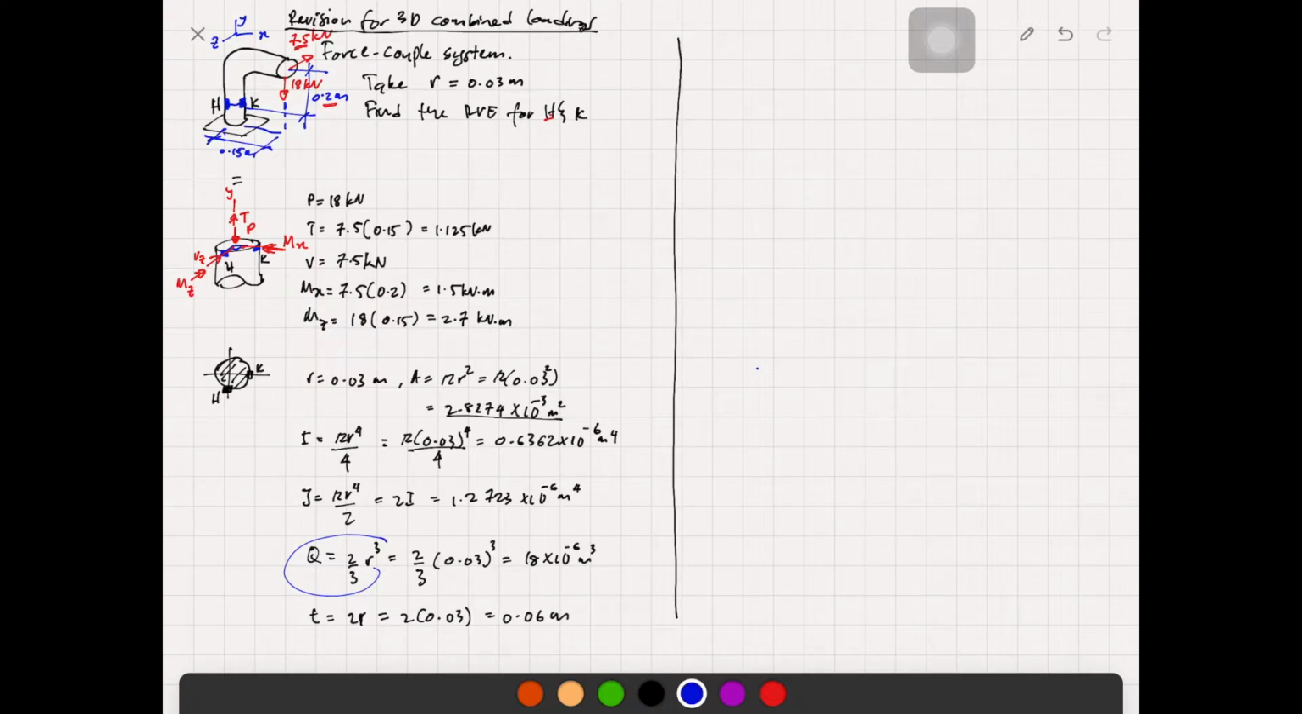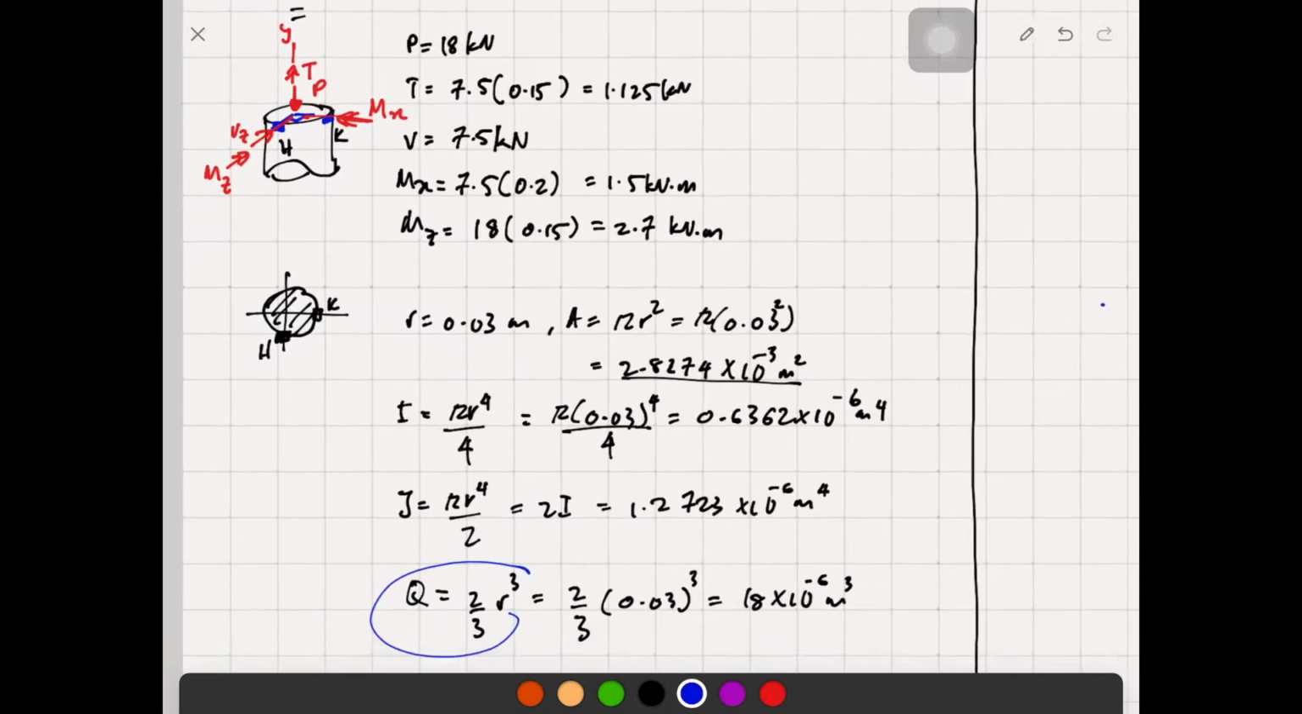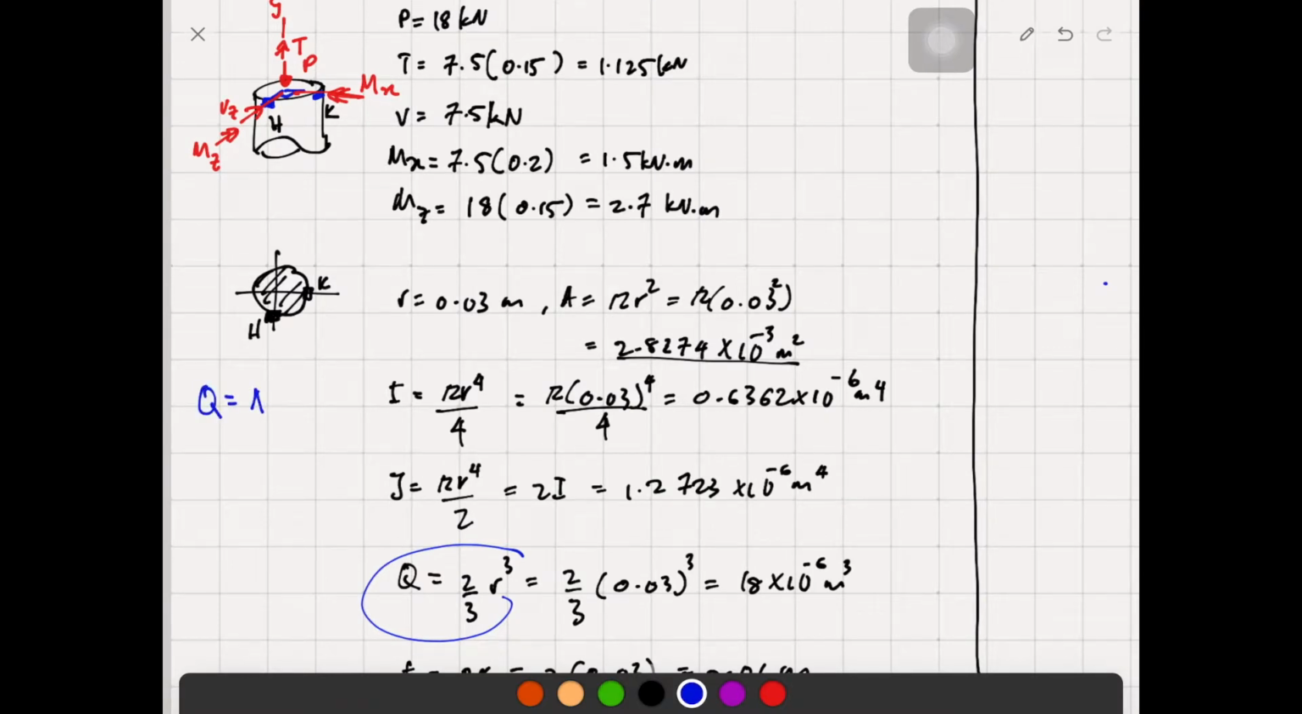If you still remember, the maximum Q for a rectangular shaft will be in the middle, and the shape is parabolic. How do we compute Q? The formula is Q equals A prime times y bar prime. Y bar we understand. It is the distance from the centroid of that shape to the middle, which is what we call the neutral axis.